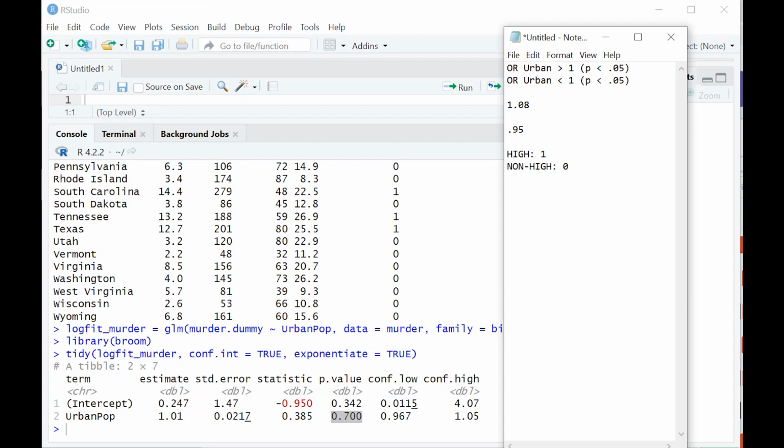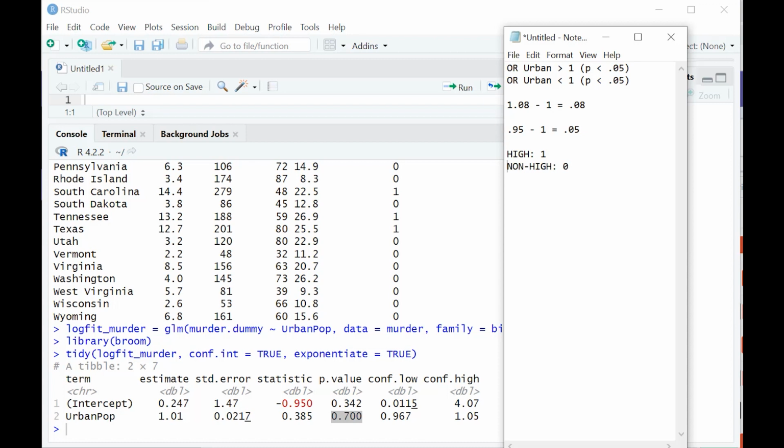Well, if the odds ratio of urban had been 1.08 and significant, then we would just subtract 1, and we would say for every 1% increase in a state's urban population, there would be a corresponding 8% increase in the likelihood of that state being a high murder state. And correspondingly here, if the odds ratio of urban were 0.95 and significant, every 1% increase in the urban population of a state would result in a 5% decrease in the likelihood of that state being a high murder state.